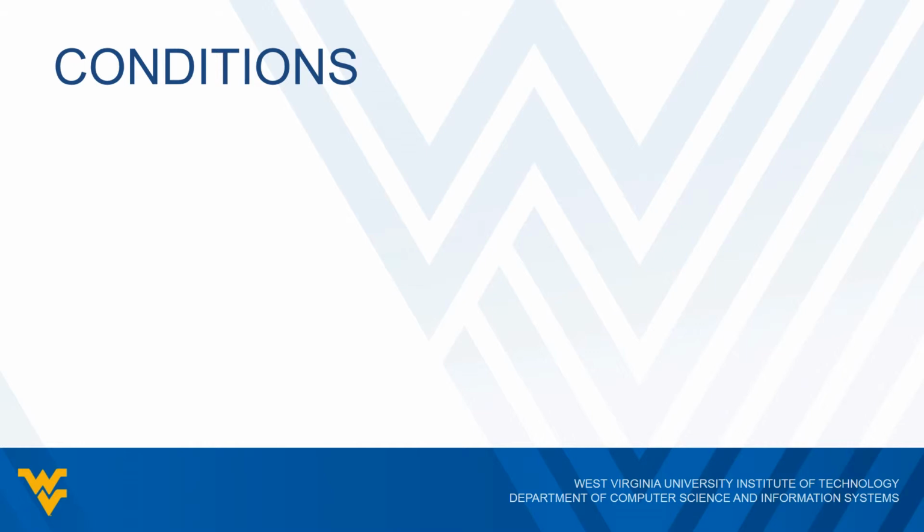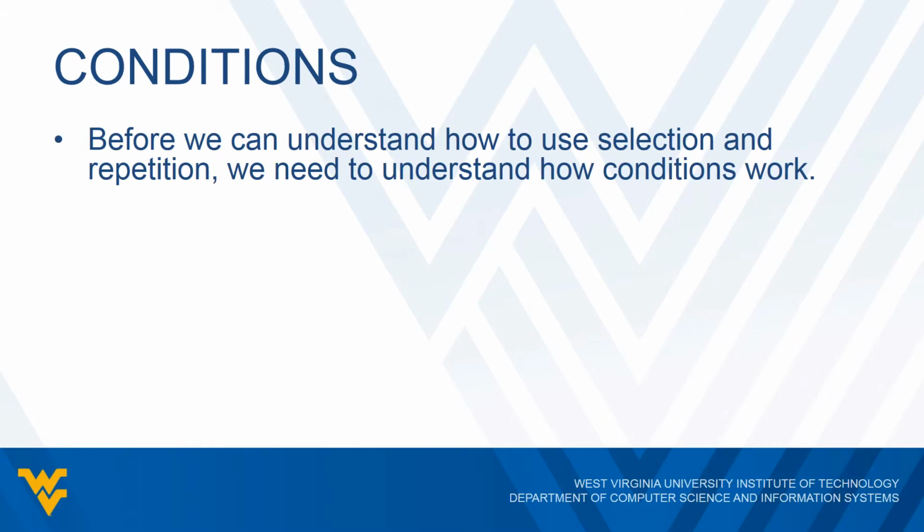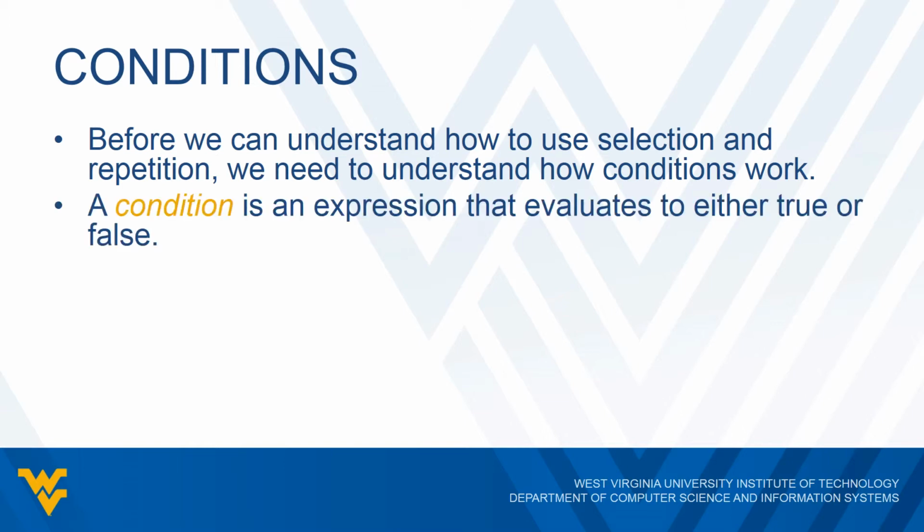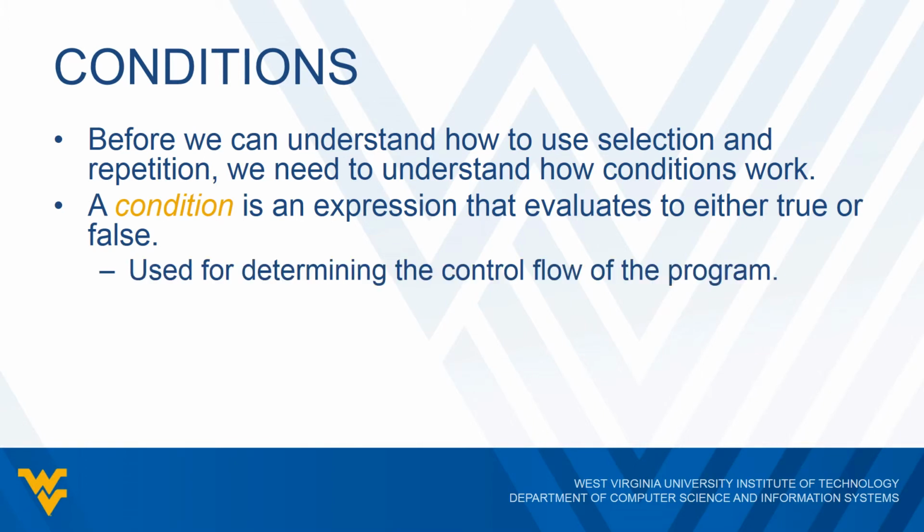But before we can actually use our selection and repetition structures, we need to understand these conditions. So we've been saying that we can choose which set of lines of code we run, or we can choose how many times we run some code based on some condition. Well, what is a condition? A condition is an expression that evaluates to either true or false. And we use these conditions for determining the control flow of our program.